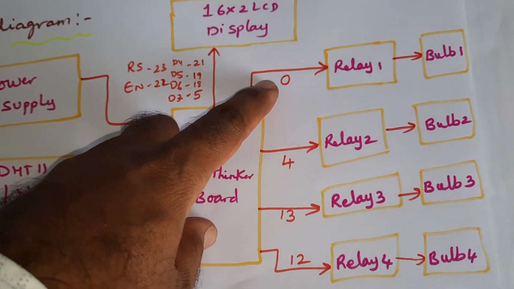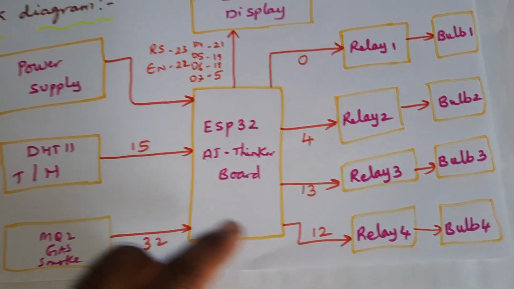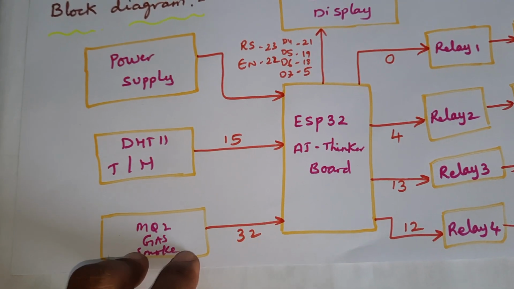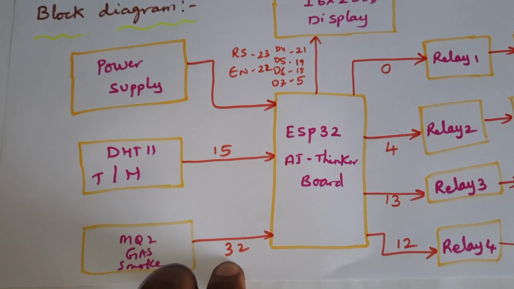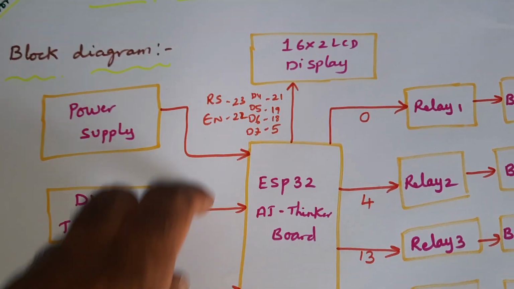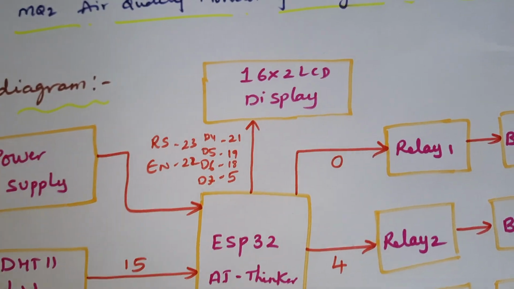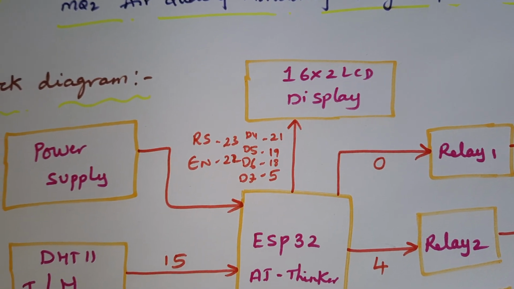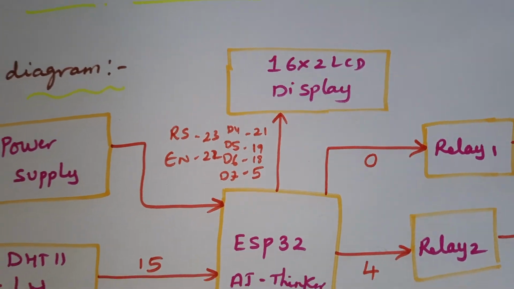Those are connected with GPIOs 0, 4, 13 and 12. The MQ2 gas sensor, the smoke sensor, is connected to analog pin 32 and digital pin GPIO 15. The LCD pins RS, enable, D4, D5, D6, D7 are connected to 23, 22, 21, 19, 18, 5.